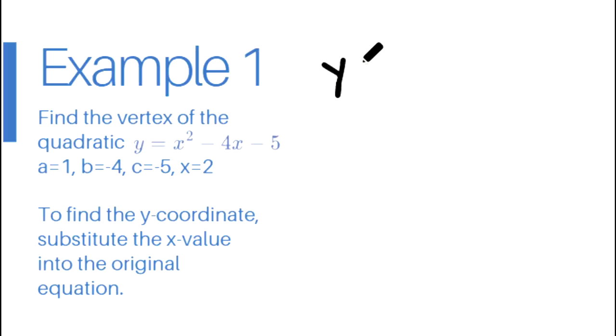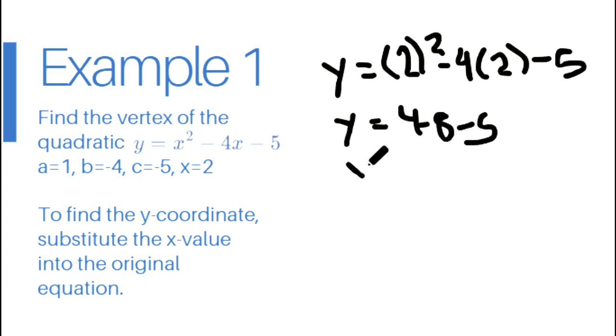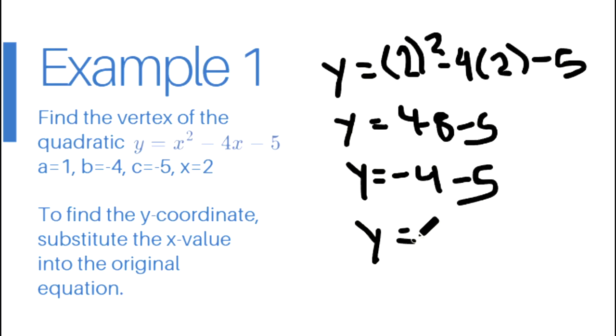We have y equals, we know that x is 2, so 2 squared, I'm making sure I'm doing this right, I'm being careful this time, minus 4 times 2 minus 5, and we're just going to solve it as we would a normal problem. 2 squared is 4, minus 4 times 2 is 8, minus 5, that gives us 4 minus 8 is negative 4, minus 5, and that gives us y is equal to negative 9. So now we know our y value.